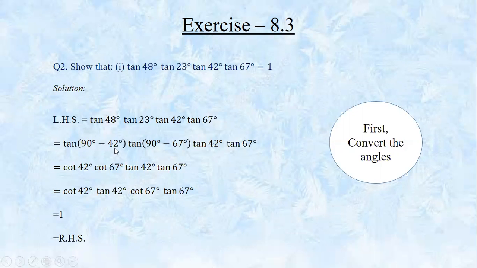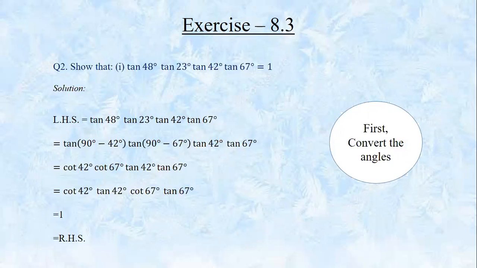Now tan 90 minus 42 is cot 42. Tan 90 minus 67 is cot 67. And then tan 42, tan 67 follow the same way. Let us just rearrange them. We'll have cot 42 degrees into tan 42 degrees into cot 67 degrees into tan 67 degrees. We also know that cot and tan are reciprocals of each other. So they both would get cancelled, as well as cot 67 and tan 67.